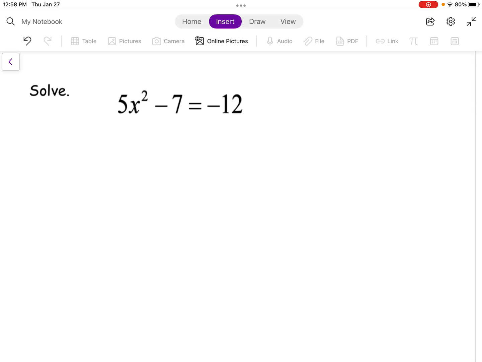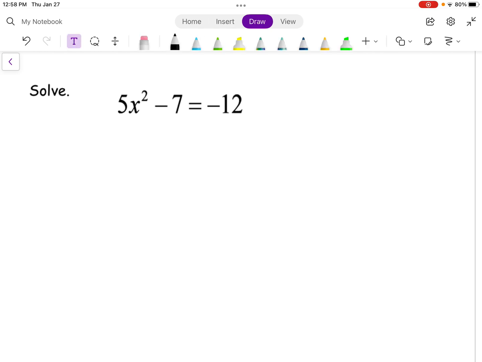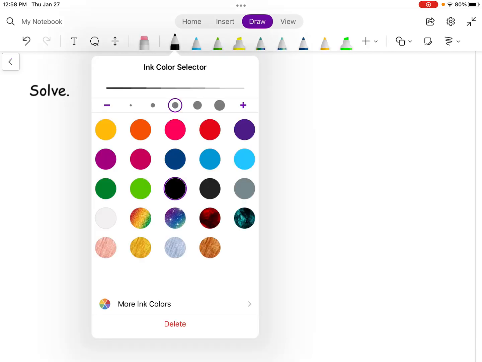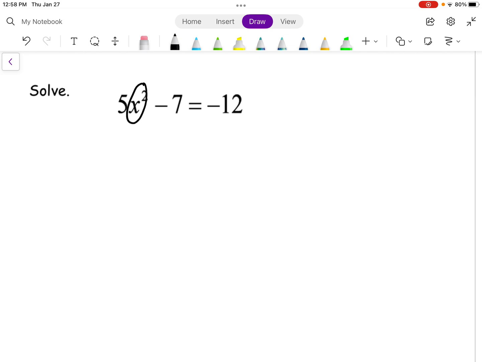All right, so to introduce what we're doing today, I want you to take this equation, it's a quadratic equation, and solve it using the square root method. So if you remember, what we do is we're trying to get the x squared by itself, and then take the square root of both sides. Go ahead and give it a try.